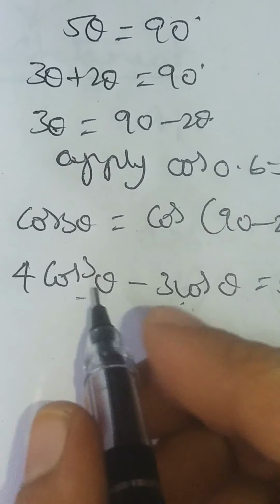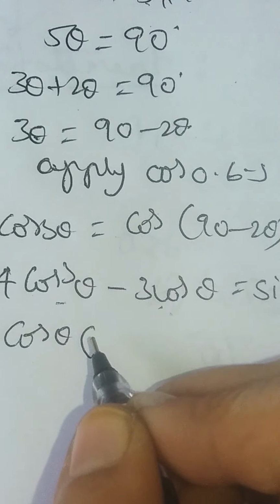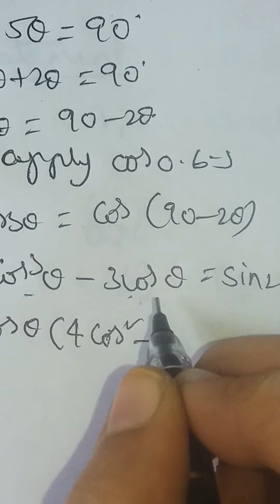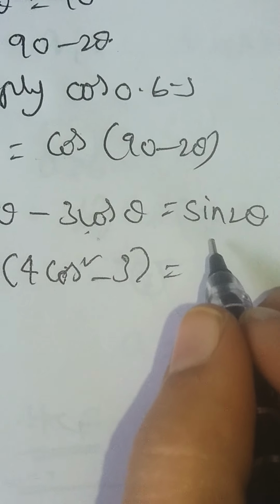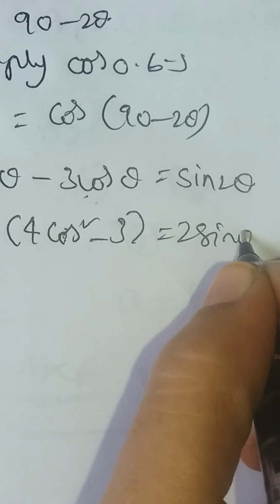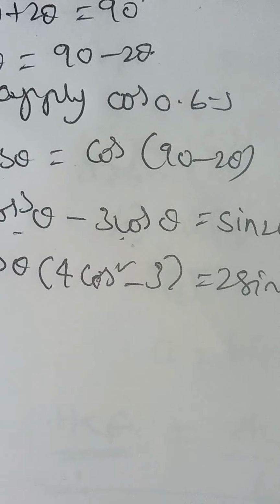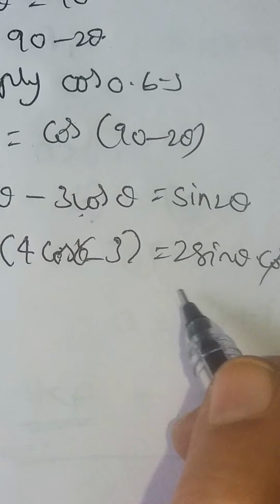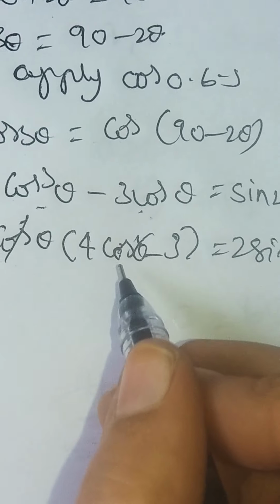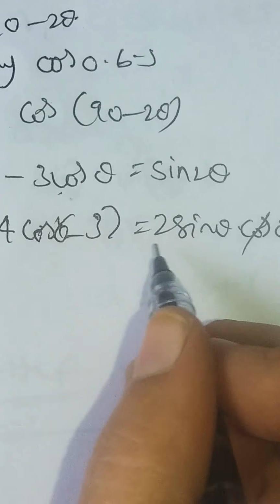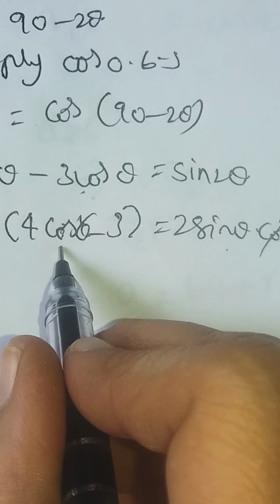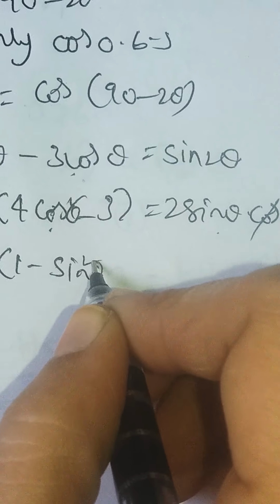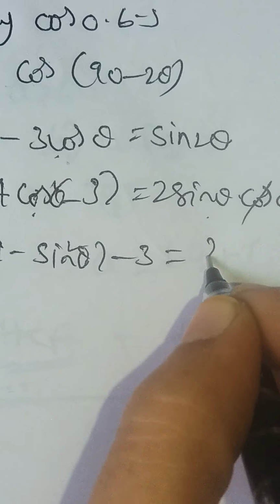Now from these two terms on the LHS we can take cos theta common. Cos theta into (4 cos square theta minus 3) is equal to sin 2 theta, which can be written as 2 sin theta into cos theta. Now you observe LHS and RHS, we can remove cos theta. Now this equation is in terms of cos and sin. We can write cos square theta as 1 minus sin square theta. We get 4 into (1 minus sin square theta) minus 3 is equal to 2 sin theta.